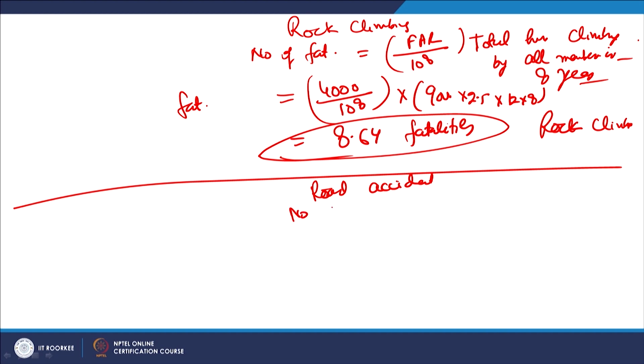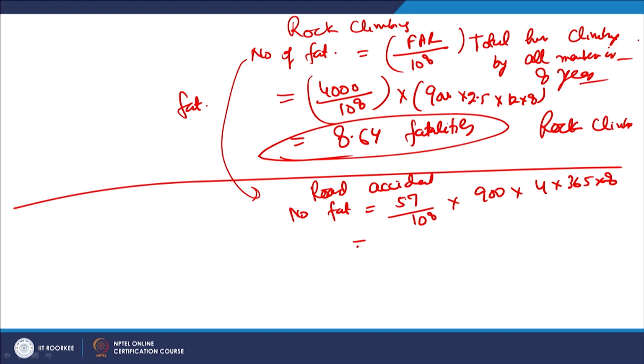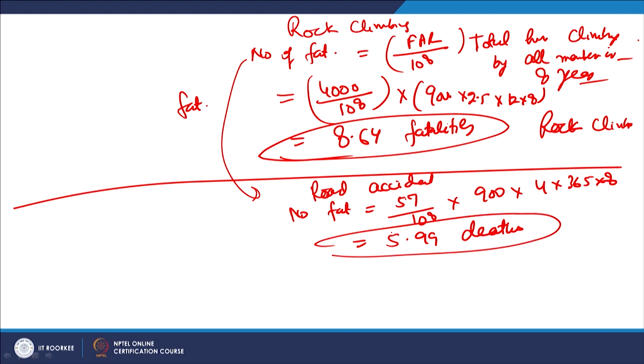So, for the number of fatalities we are again using the same formula. Here we have 57 into 10 to the power 8 into 900 into 4 into 365 into 8. So, here you may expect 5.99 deaths with respect to the fatality.